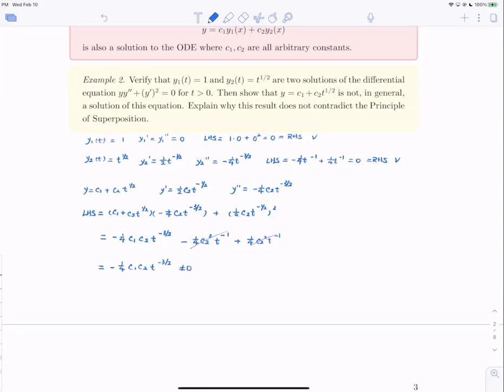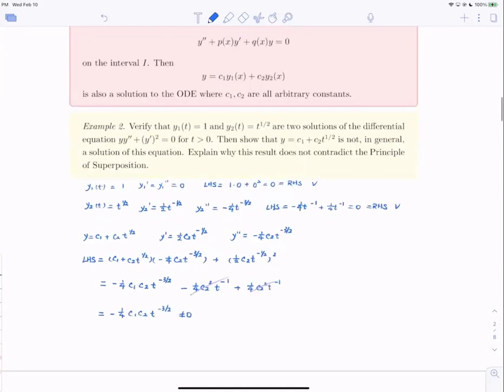So why does it not contradict the principle of superposition? Anyone know? Well, from this, they are saying that the linear combination should also be a solution, but why do we not get a solution?